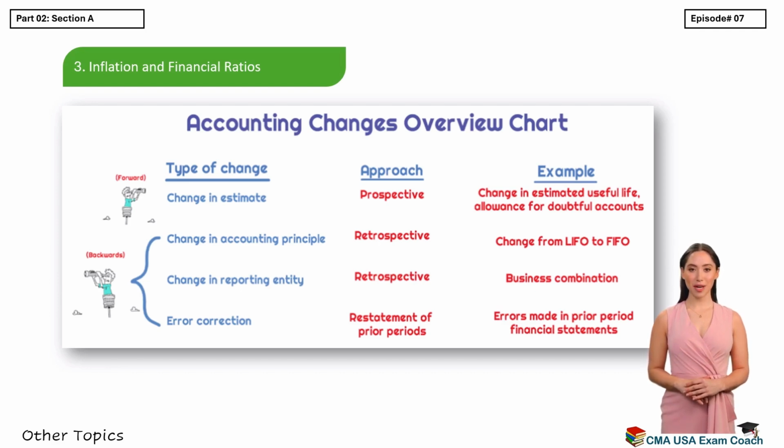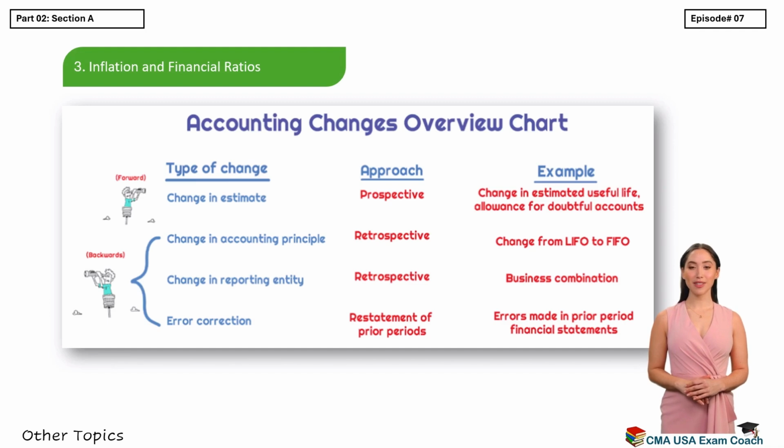First, retrospective application. This means we apply the new accounting policy to previous periods as if it had always been in place. We adjust past financial statements to show what the results would have been under the new method. This process often leads to restatement of prior period financials. For example, if a company changes the way it depreciates its assets, it needs to recalculate depreciation for earlier years and update the old financial statements.